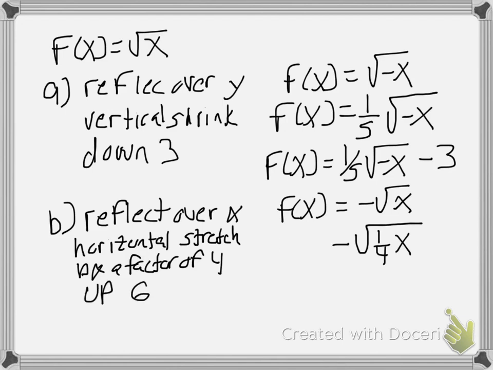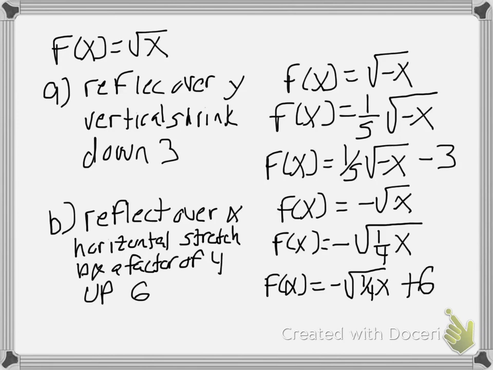Okay, and then last but not least, we have up 6. Well, that should be pretty straightforward. F of x equals negative square root of 1/4 x, and if we're going up 6, we're going outside the function, plus 6. Okay, last one.